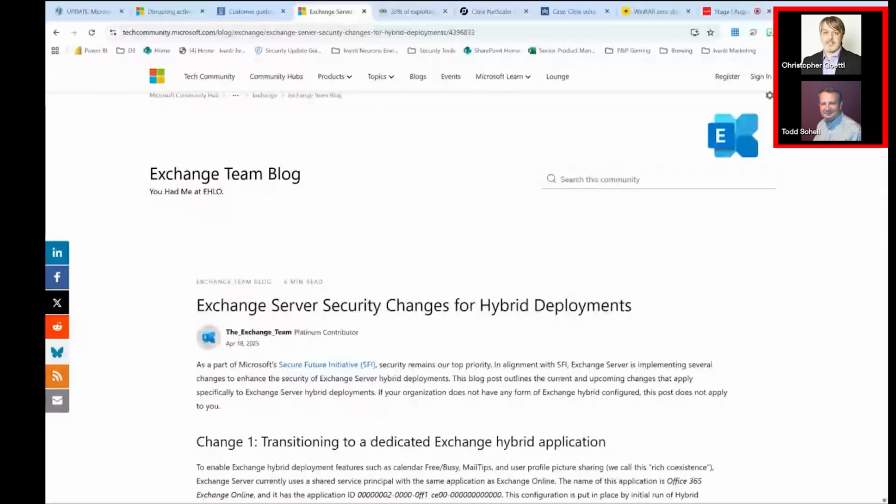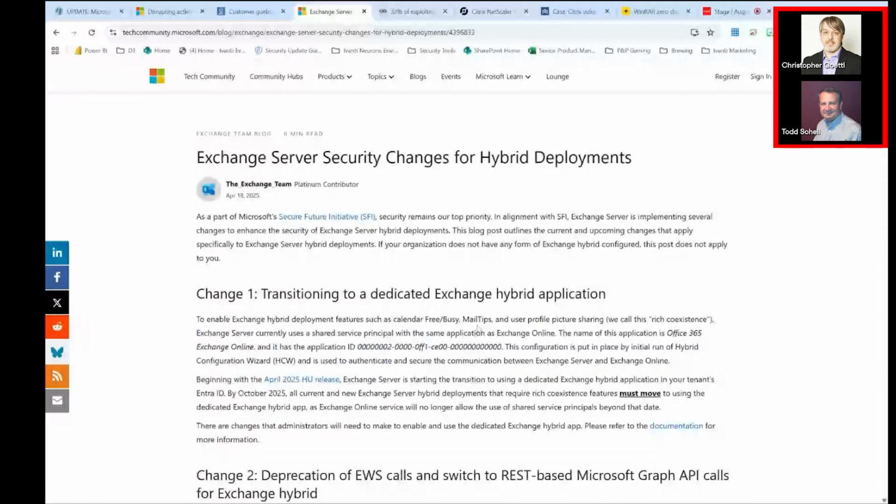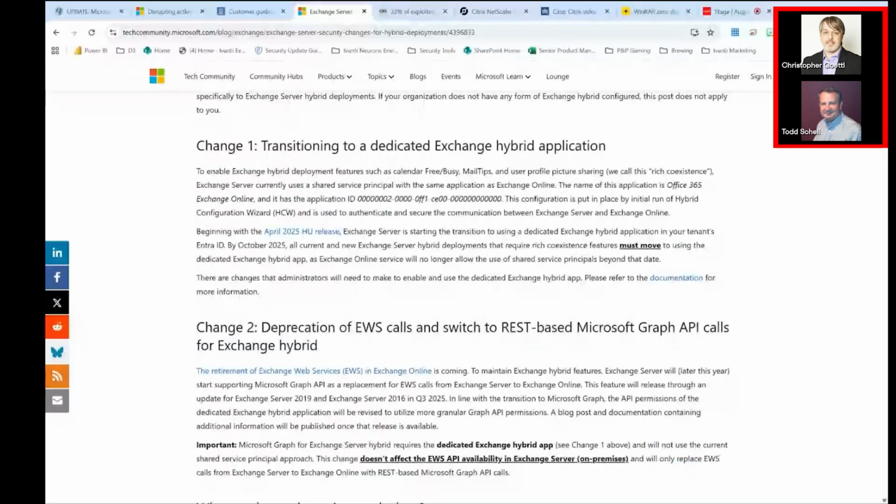have the hybrid deployment deployed in your environment, there's a couple of key changes that are coming that you want to be prepared for. And we've provided a link to the article that goes through these in more detail. So the first change is a transition to a dedicated Exchange hybrid application. They talk about the details of that and what it means.